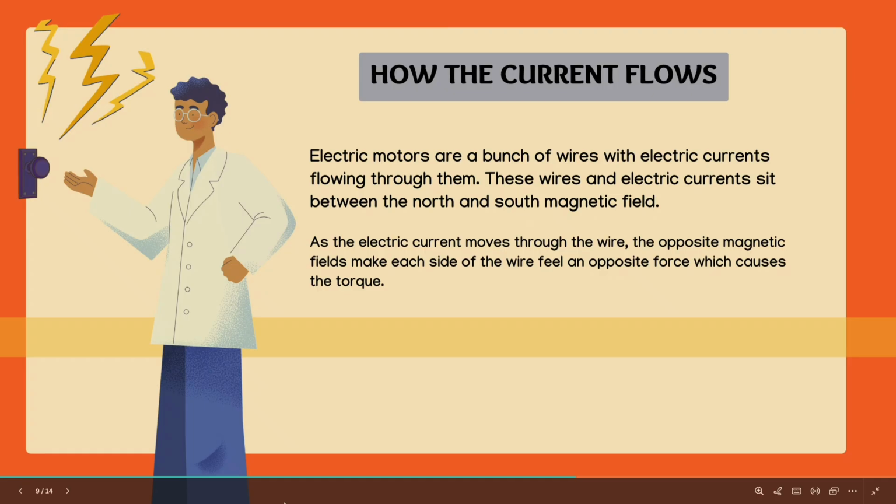Electrical motors are made up of a bunch of wires and electrical currents flowing through them. These wires and electrical currents sit between the north and the south magnetic fields. As the current moves through the wire, the opposite side of the magnetic field will make each side of the wire feel an opposite force, which pushes them in an opposite way, creating torque.